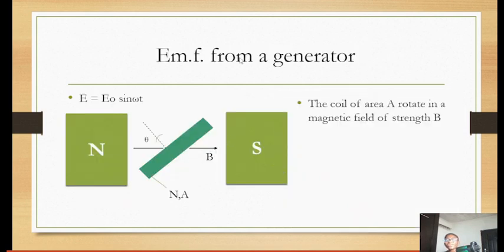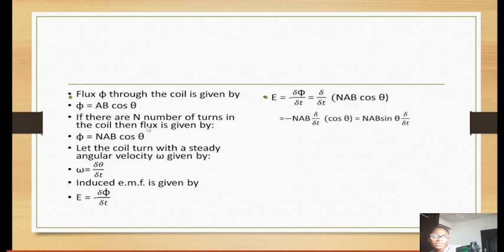EMF from a generator: E equals E naught sine omega t. The coil of area A rotates in the magnetic field of strength B. So the flux through the coil is given by phi equals what? AB cos theta. If there are N turns in the coil, then the flux is given by phi equals N AB cos theta. So if it's 5 turns, it will be 5 AB cos theta.